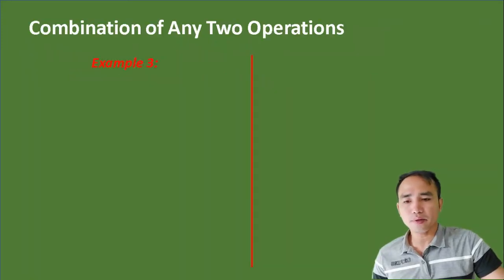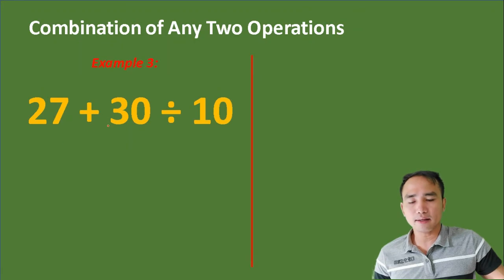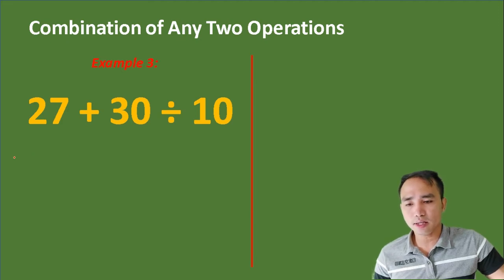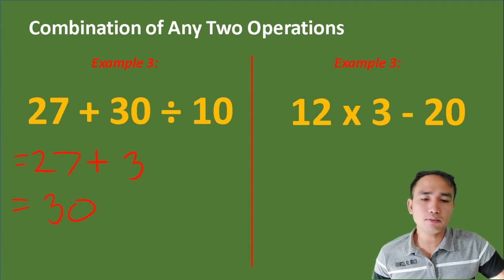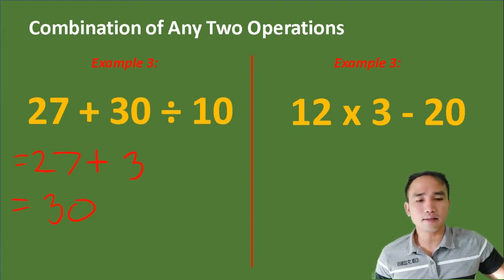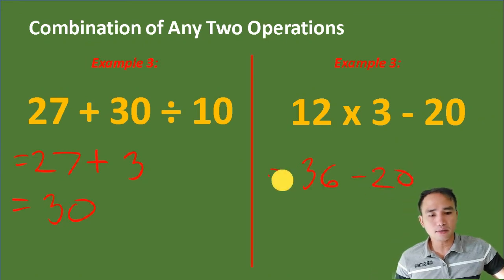Okay, example number 3, 27 plus 30 divided by 10. We need to divide first before adding. So, copy 27, then copy the plus sign, and 30 divided by 10 is 3. And 27 plus 3 is 30. Next example, 12 times 3 minus 20. According to the rule, if the multiplication operation comes first, we need to multiply first before subtracting. So 12 times 3 is 36. And then minus 20. The answer is 16.